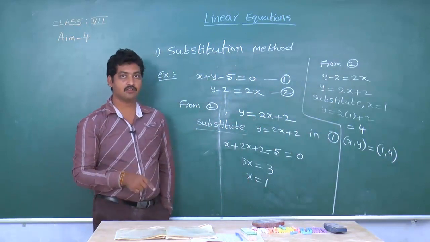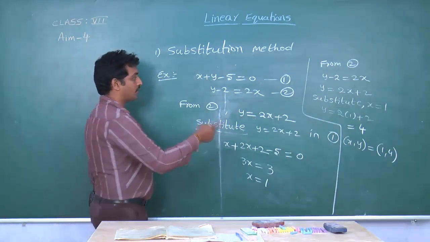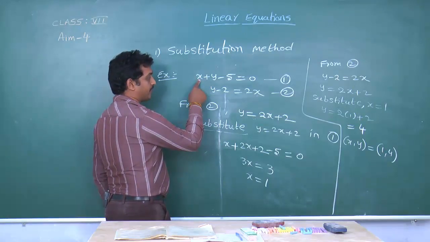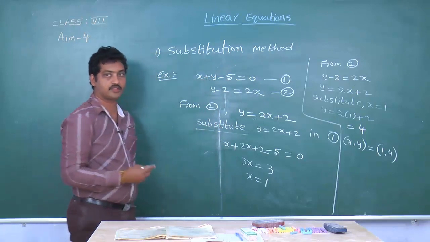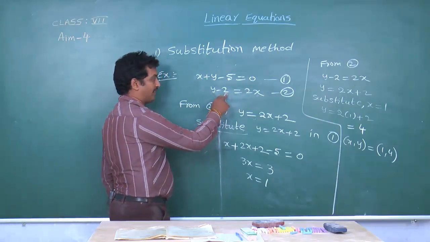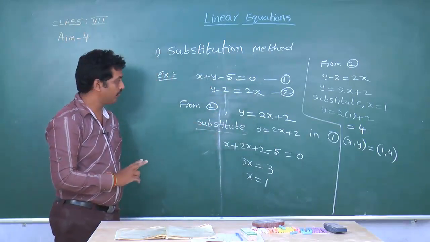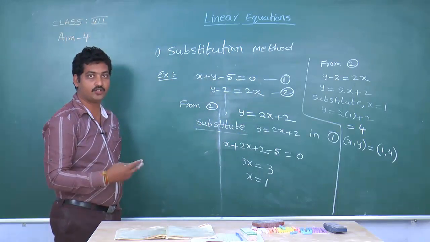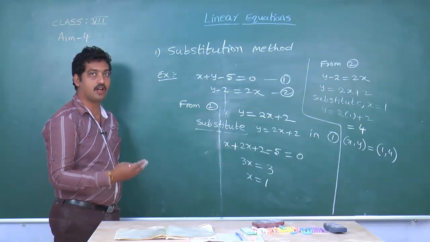We need to verify also whether it satisfies the given two equations or not. Check it. In equation 1, replace x by 1 and y by 4: 1 plus 4 is 5, 5 minus 5 equals 0, satisfied. Next, 4 minus 2 is equal to 2, so LHS is equal to 2. What about RHS? 2 into 1, replacing x by 1, is also 2. Therefore, 2 is equal to 2, LHS is equal to RHS.